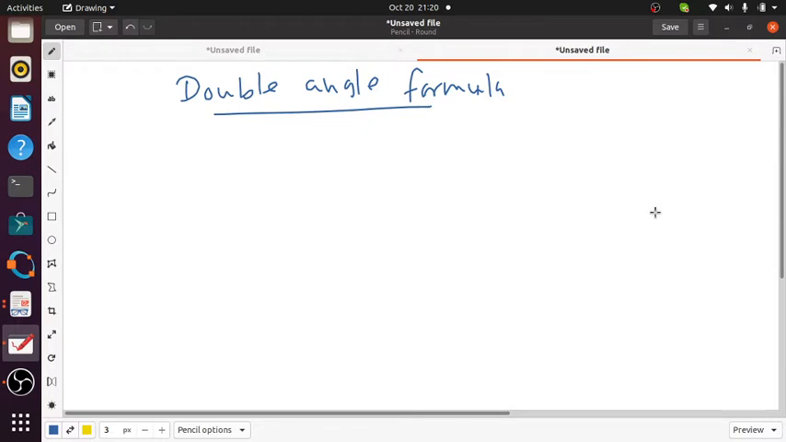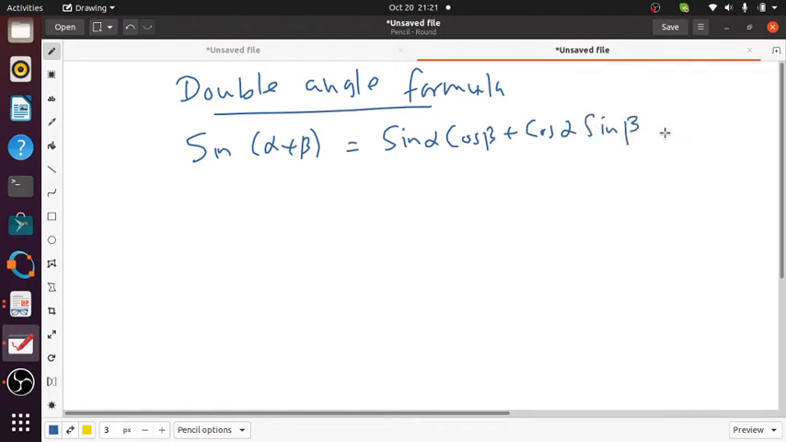This is gonna be our video number 5, I think. So in this video we'll be looking at double angle formulas. To find double angle formulas I'm gonna use the formulas we found for compound angles. For compound angles you found that sine alpha plus beta is equal to sine alpha cos beta plus cos alpha sine beta, right? So what is a double angle?